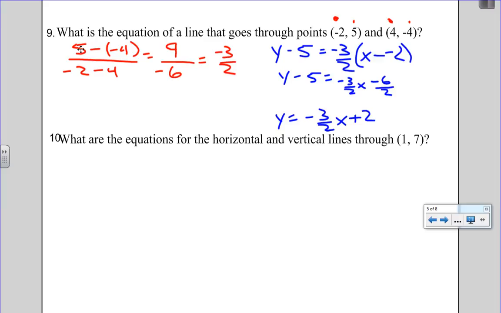I found the slope using the 2 points with the y2 minus y1 over x2 minus x1. And I got negative 3/2. I plug that in, do point-slope formula. You could have used 4 and negative 4 and gotten the same exact answer.